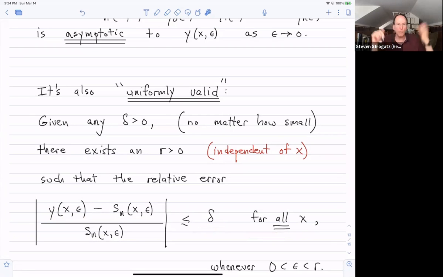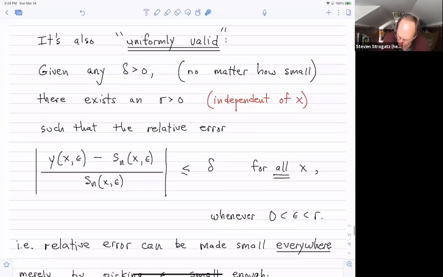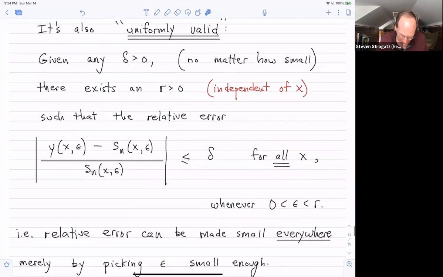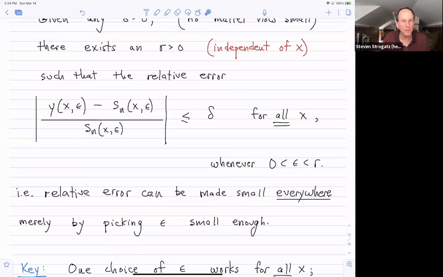We can get within, say, 1% or 0.1% for all x, as long as we make epsilon small enough, less than this r. So if there exists an r with this property, I mean, it's a big mouthful, right? It's all these quantifiers. But what it basically says is that the relative error can be made small everywhere just by picking epsilon small enough.